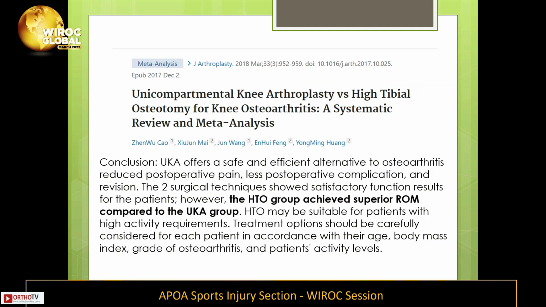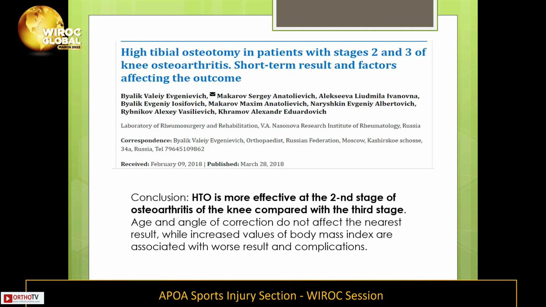There's another publication by Zhu Wang, published in 2017, which is a meta-analysis of the role of unicompartmental arthroplasty and high tibial osteotomy, and it has been found that the HTO group achieved superior range of motion as compared to the UKA group, when compared across age, body mass index, grade of osteoarthritis and patient's activity. Another study says that high tibial osteotomies in patients with stage 2 and 3 knee osteoarthritis have different kinds of results, and HTO is more effective in early osteoarthritis.